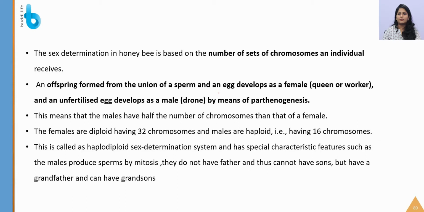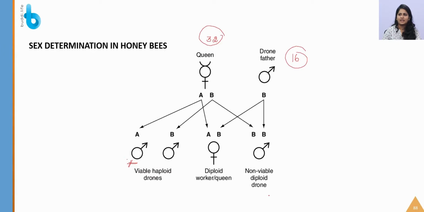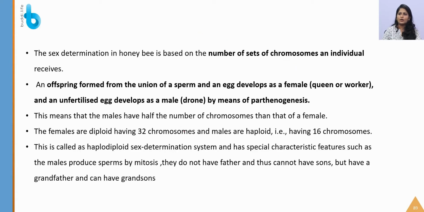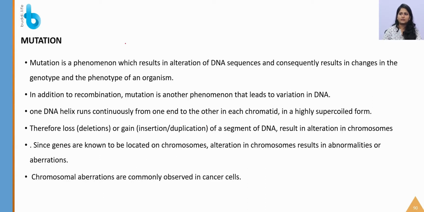So offspring formed from the union of a sperm and an egg develop as a female, whereas an unfertilized egg develops as a male. An unfertilized sperm will not develop because it would be a non-viable diploid drone. Only a female can develop offspring through parthenogenesis.